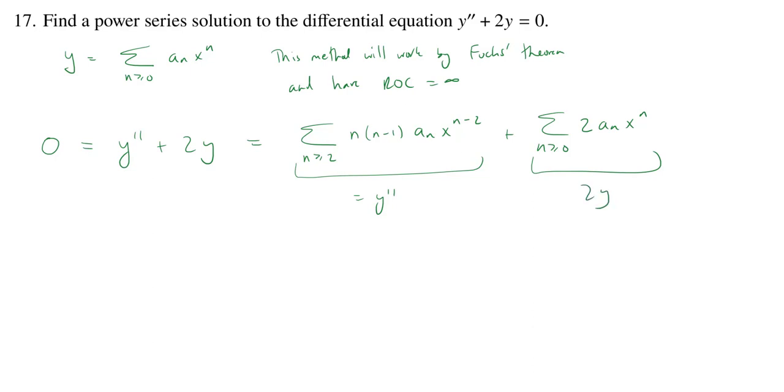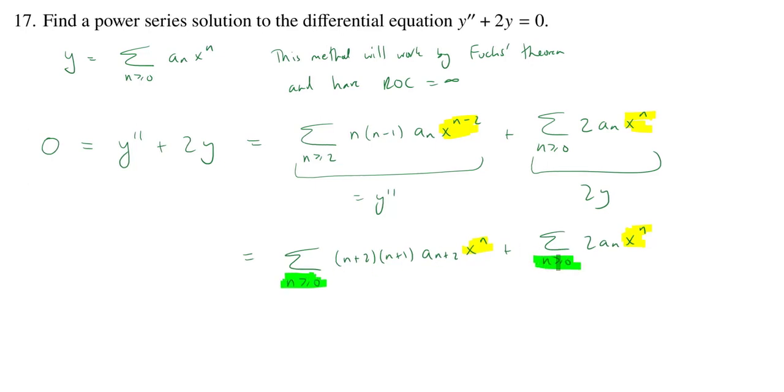I'd like to re-index this because I want to combine these, and I need these x's to have the same power. When I re-index, my n's are going to go up by 2, so I'll have n plus 2 times n plus 1, a sub n plus 2, x to the n. But when I go up by 2 in the index, I have to go down by 2, so now I'll start at 0. And of course, I still have this sum starting at 0, 2 a sub n x to the n. I'm really happy because now, in addition to having the same powers on x, I also have the same index, so I don't have to peel any pieces out to make sure these start at the same place.